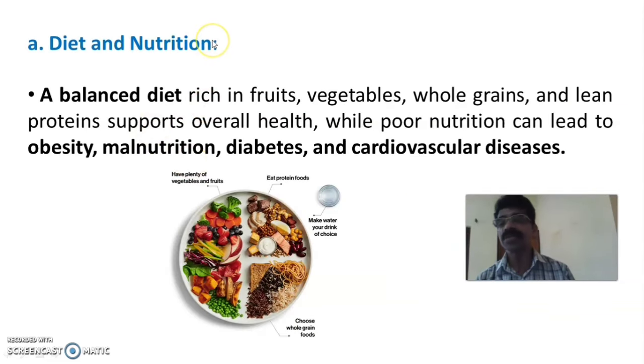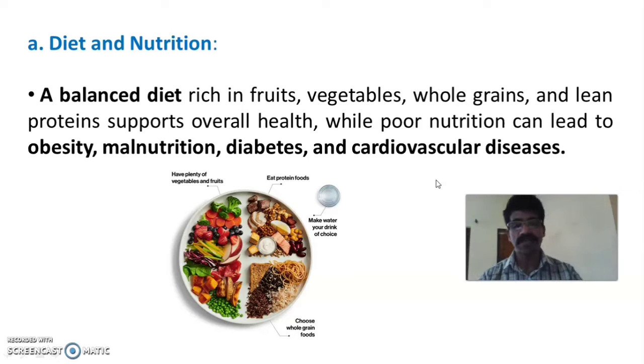First one is diet and nutrition. A balanced diet rich in fruits, vegetables and whole grains, that is cereals, and even proteins, lean proteins, vegetable proteins, all support the overall health of the people. If the person is following a balanced diet, it of course positively affects the health of the person and reduces the number of infectious diseases. While if the person follows poor nutrition or an unbalanced diet, that can lead to obesity, malnutrition, diabetes mellitus, even cardiovascular diseases. So of course diet and nutrition have a direct impact on the health of the person.